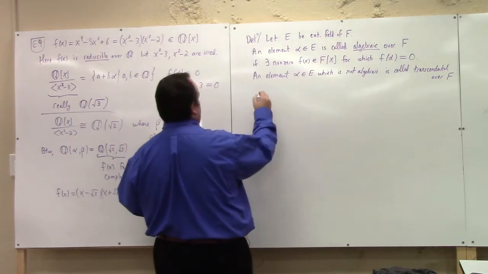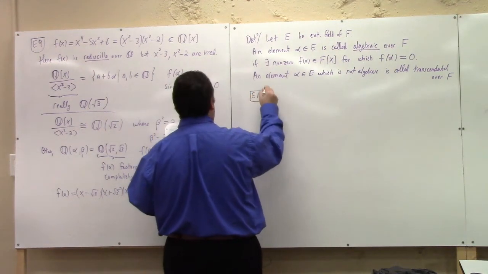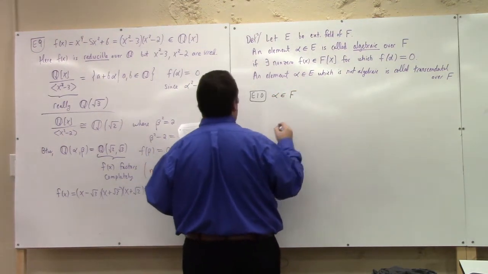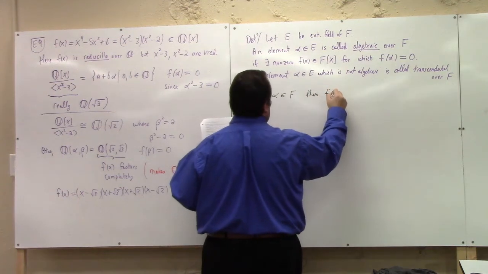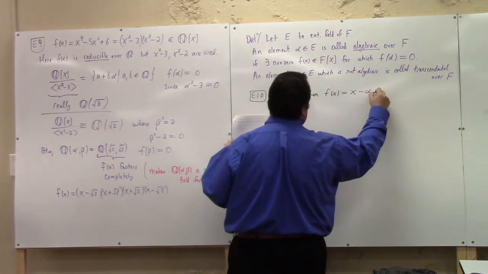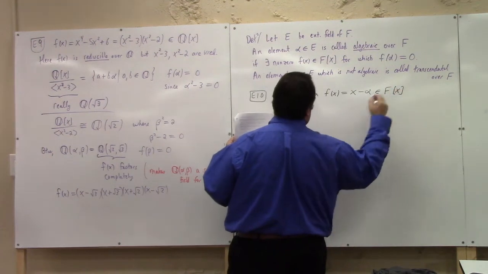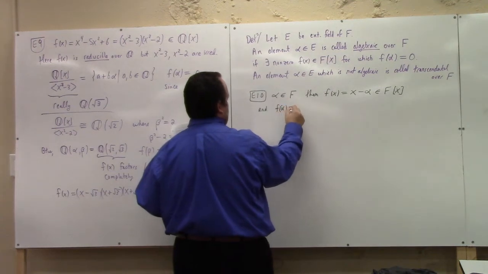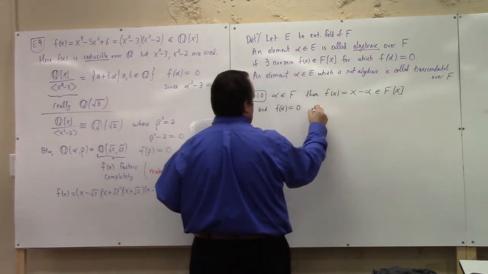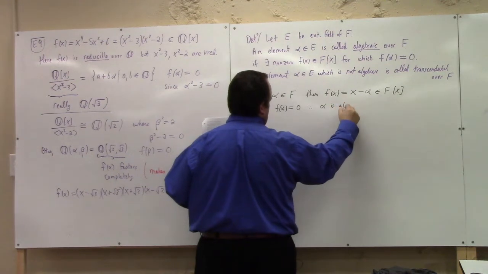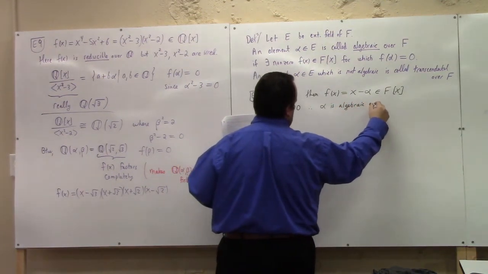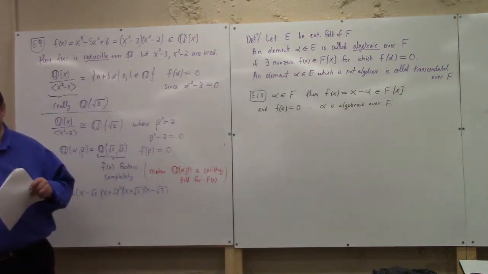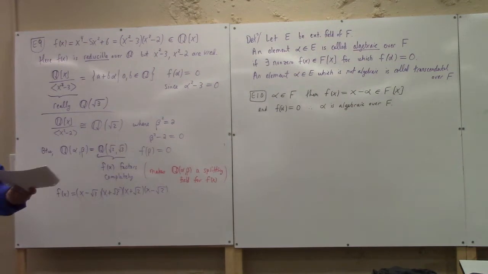Let's see here, so example 10. If alpha is in the field F, then if we look at f of x equals x minus alpha, that's an element of the polynomials over the field, and f of alpha equals 0. So therefore, alpha is algebraic over F. Any element of a field is algebraic over that given field. Okay?